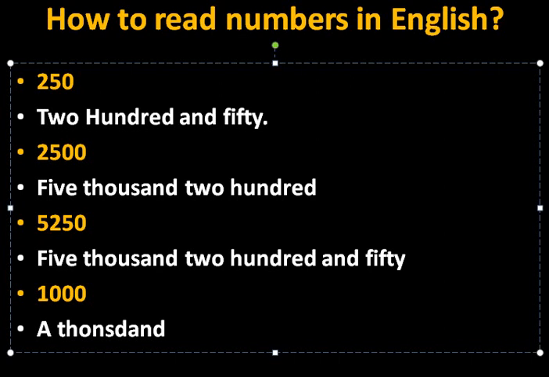Look at the second one. 2,500. Look at the third one. 5,250. Okay? And the last one, 1,000. I don't say "one thousand," though all of them are correct, but it's a matter of style.